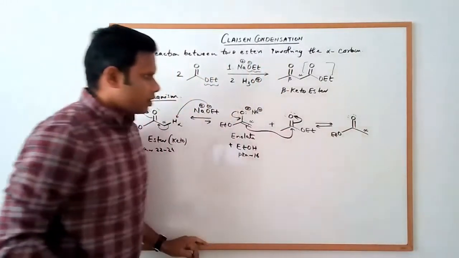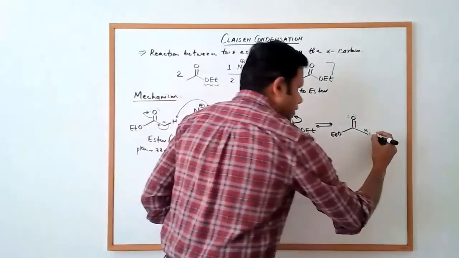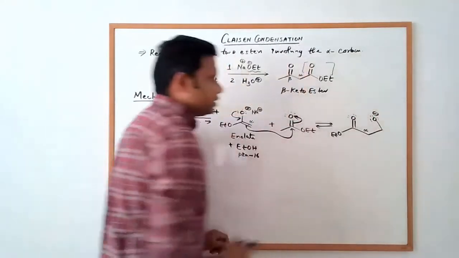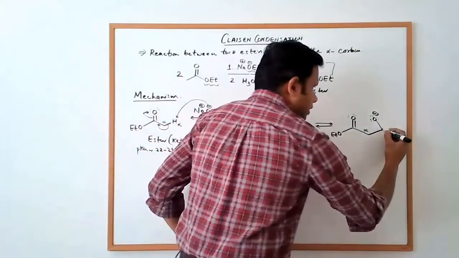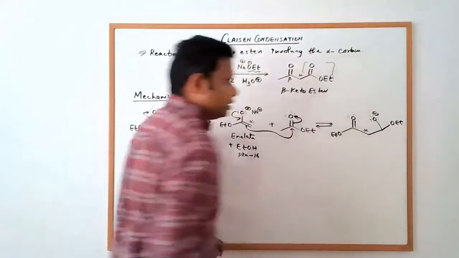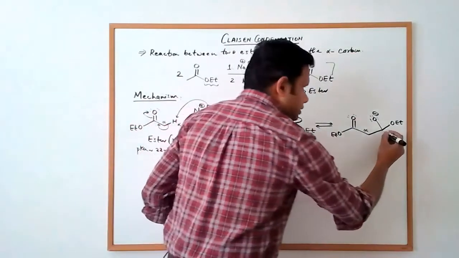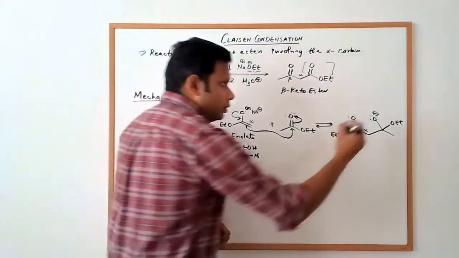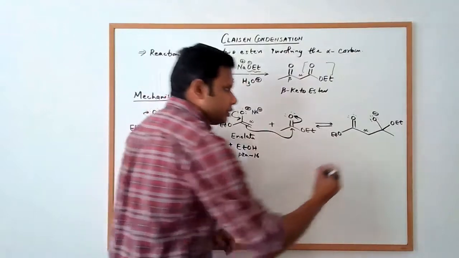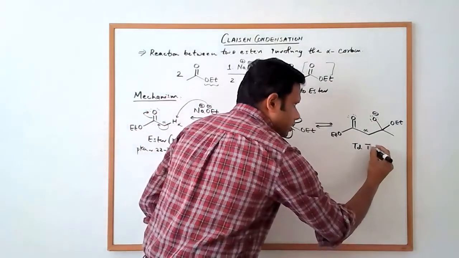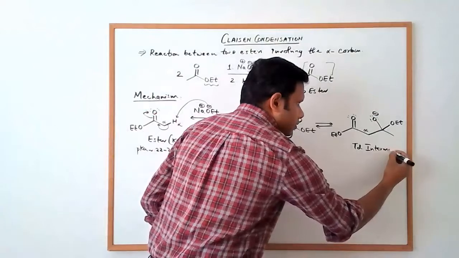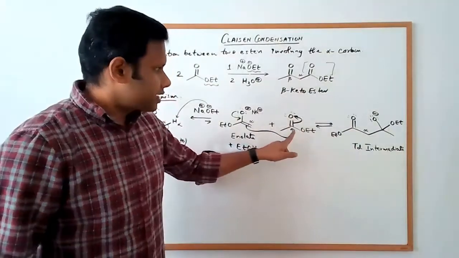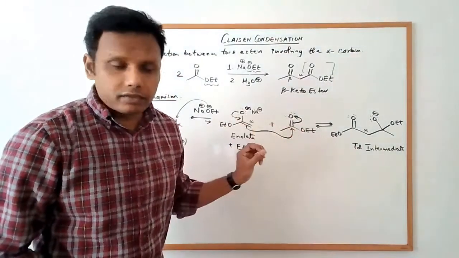This is our alpha carbon, okay? And the alpha carbon is now connected to this other carbon, which has an oxygen with a negative charge on it, has the OEt, and there is a methyl group here. That's what we get. Now, if you look at this, what we made here is a tetrahedral intermediate. Okay, and this tetrahedral intermediate is coming from a carboxylic acid derivative.